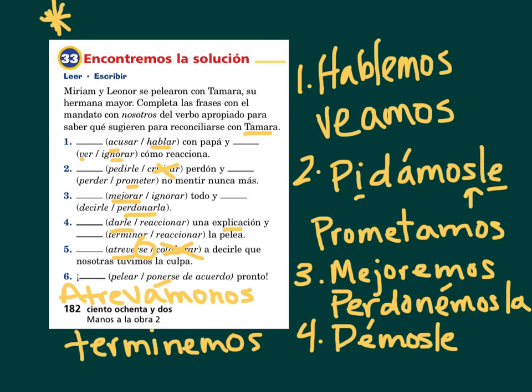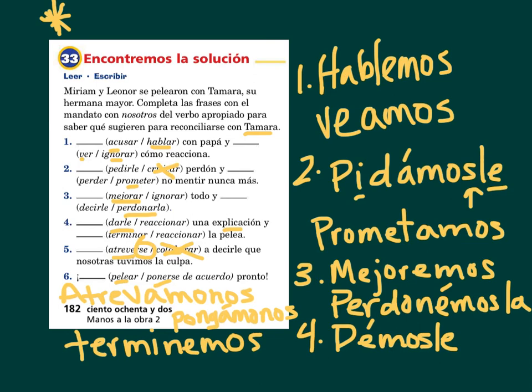And then fight or come to an agreement. We want to come to an agreement. So ponerse becomes pongo in yo form, pongamos. Since there's a se on the end, we leave the S off and put nos. Pongámonos de acuerdo.